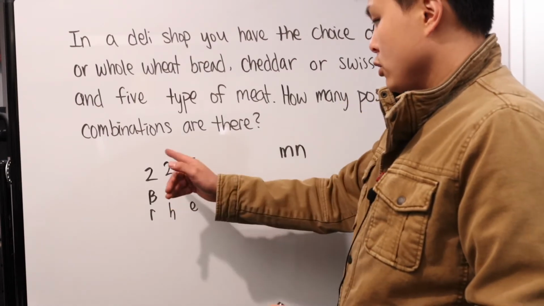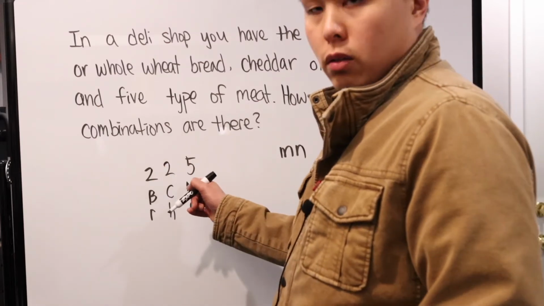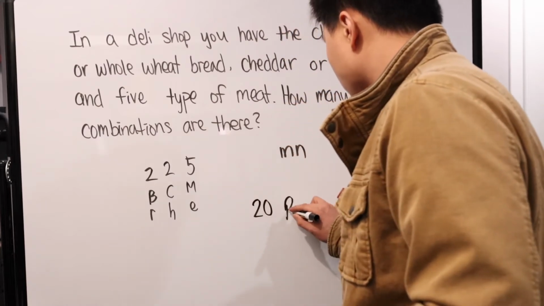So in this case, 2 times 2 times 5. Well, in this case, 4 times 5 is 20. So there's actually 20 possible combinations.